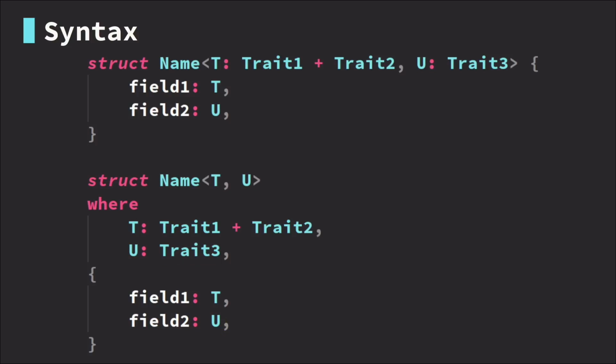Remember that with generics, these T and U generic types are simply placeholders for an actual type, and the actual type will have to implement these traits and these traits.